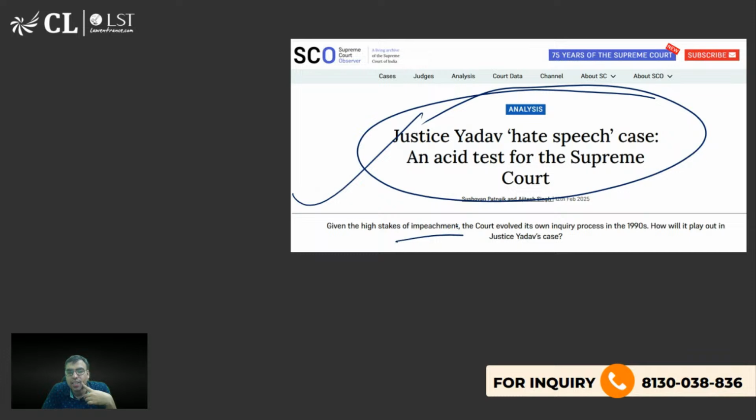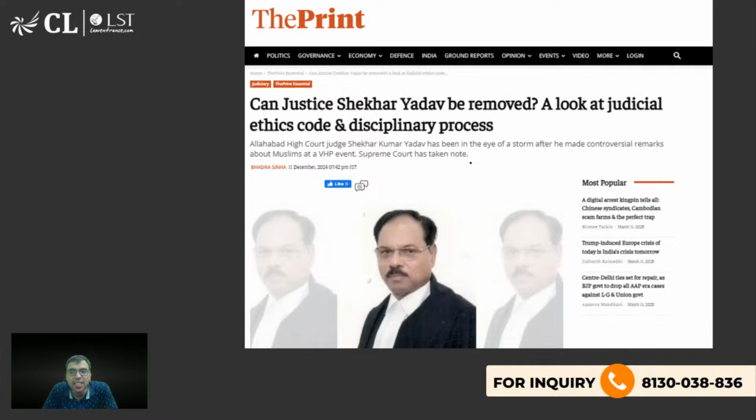That is why, for the removal of a judge, people write impeachment here too, but the removal process is what is written. The technical word is removal. And these things were discussed. Can Justice Shekhar Yadav be removed? A look at judicial ethics, courts and disciplinary guidelines, process and all. So that was in the news. Look, this was in the news in December.